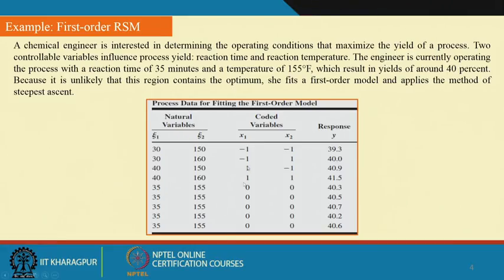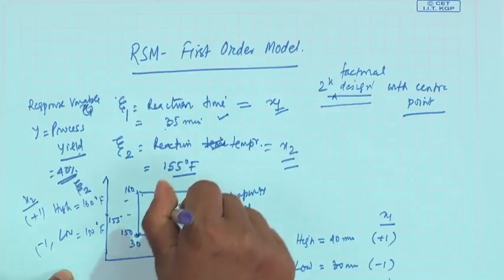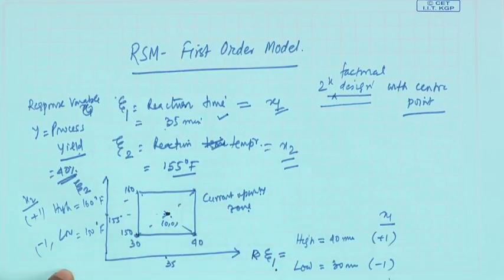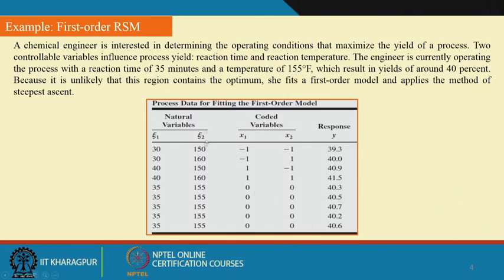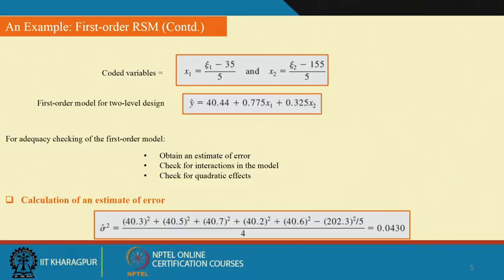Suppose under this situation the design matrix is like this: x1, x2: minus 1 minus 1, minus 1 plus 1, plus 1 minus 1, plus 1 plus 1. These are the factorial points, and the center point is 0, 0, because you know that plus 1 and minus 1, obviously this point will be 0, 0. If you have conducted the experiment and the responses are like this, what is your aim? You want to fit a first order model. You see the coded variables from the original variables, and the first order model is fitted here.